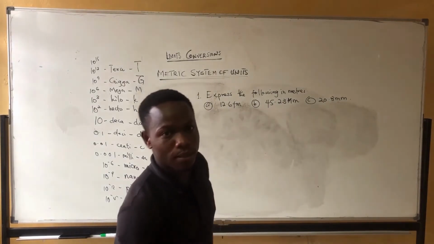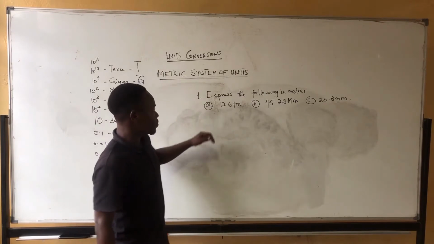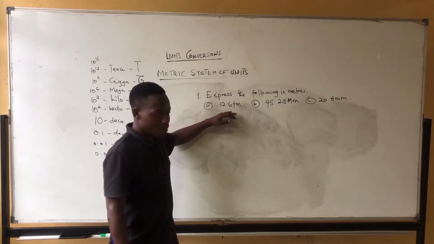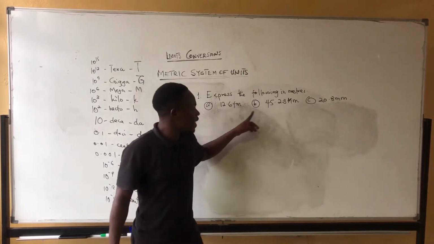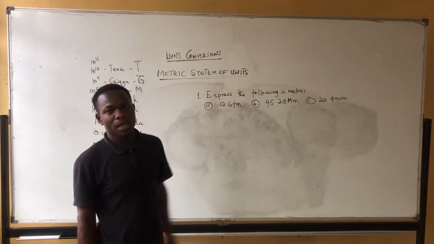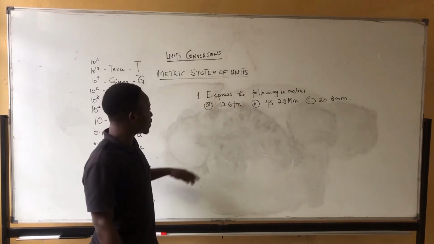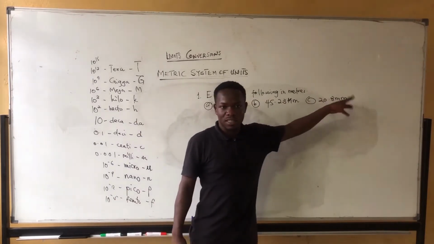Okay, so how do we do this? The question asks us to express each of these values in different units. This is in femtometers, this is in megameters, this is in millimeters. You should express all of them in meters. In other words, the question asks us to convert this to meters, this into meters, this into meters.